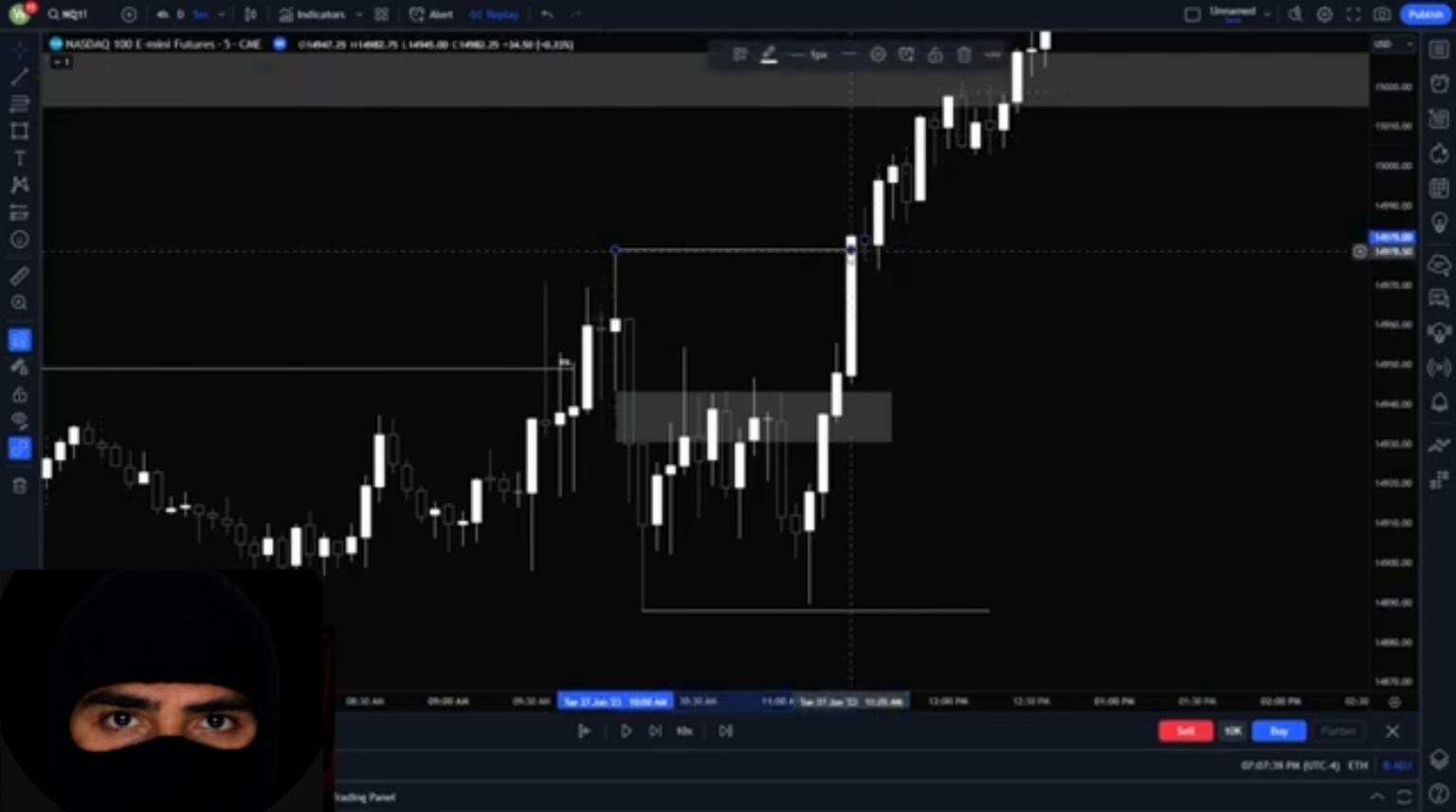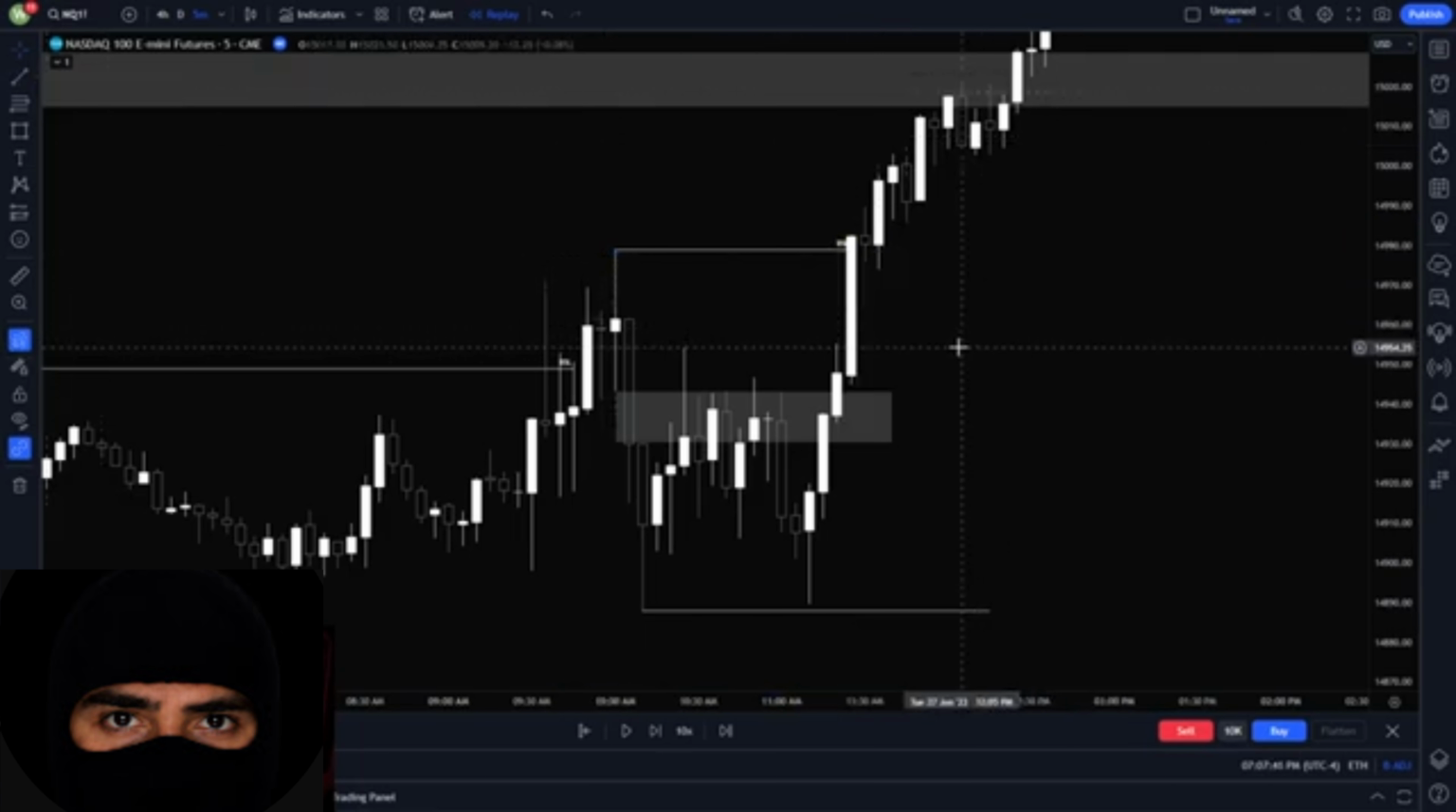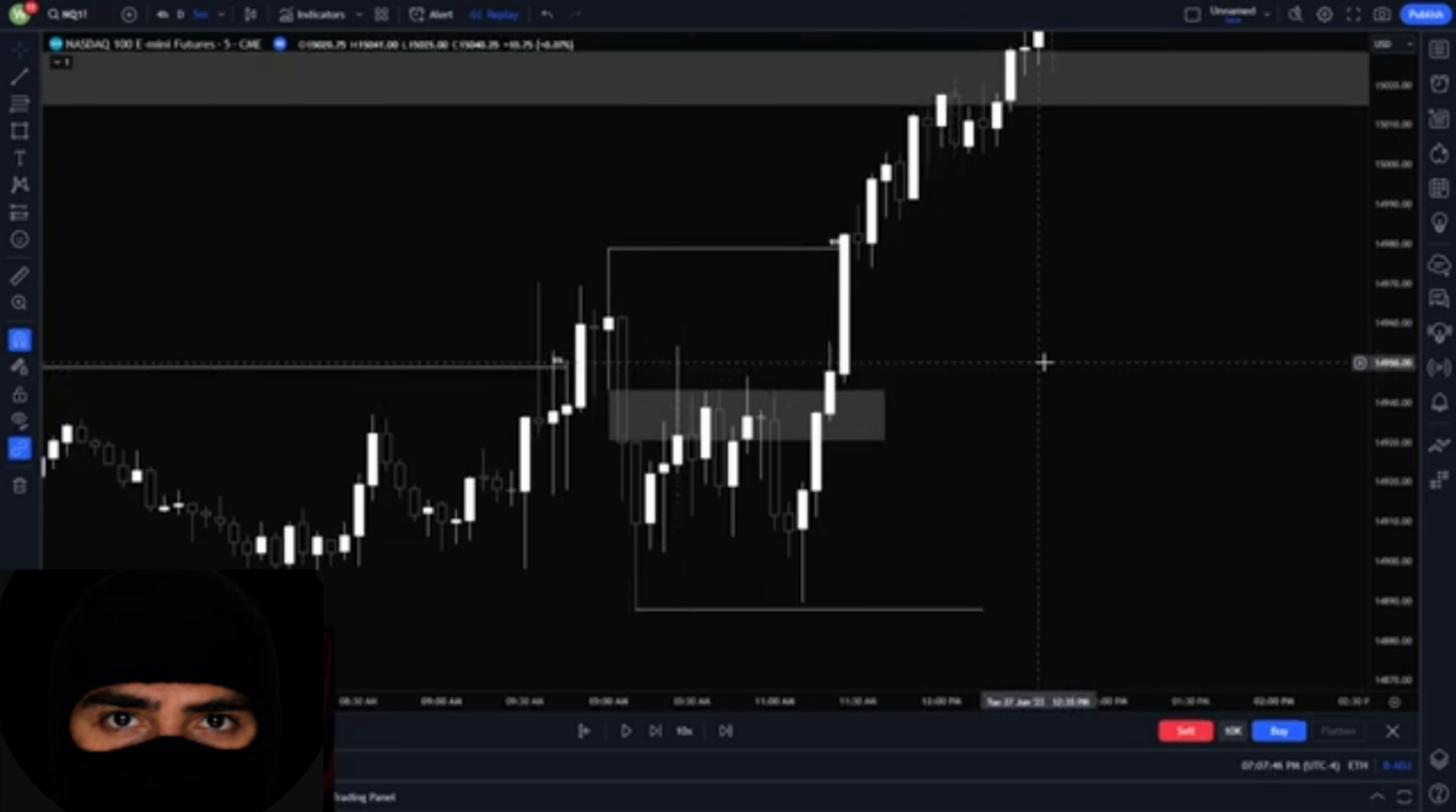So I flip my bias and say, okay, markets don't want to go lower right now. Draw on liquidity is going to be higher. So I flip my bias, right? Because we're disrespecting this bearish PD array. Same thing with right here.